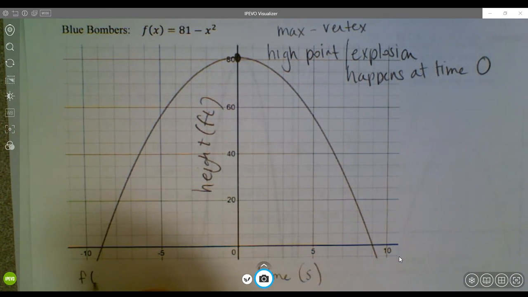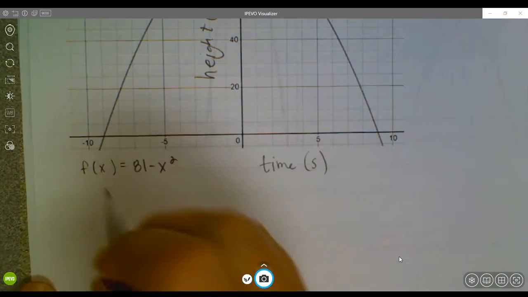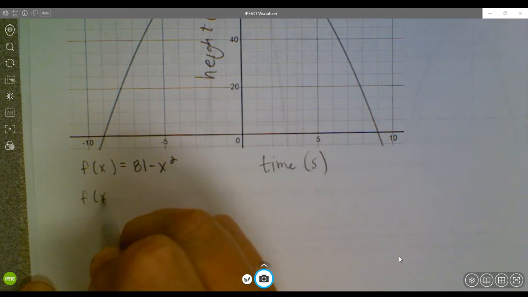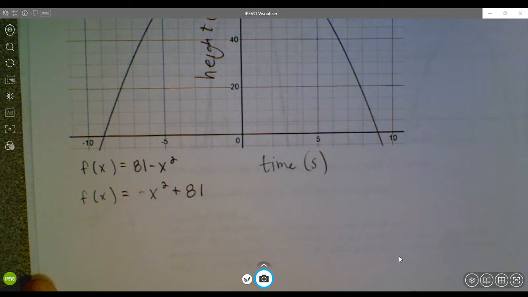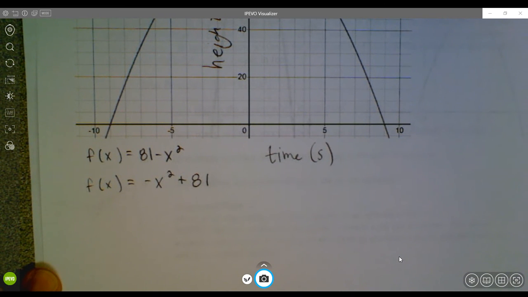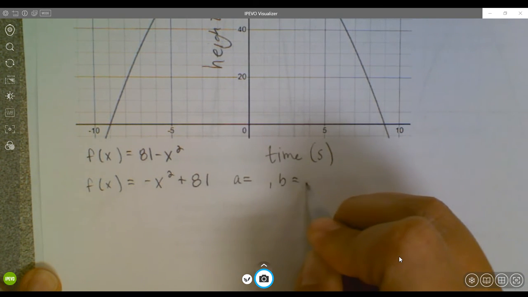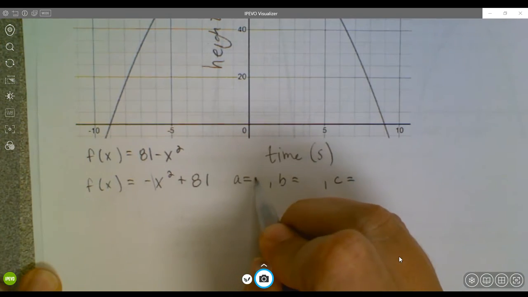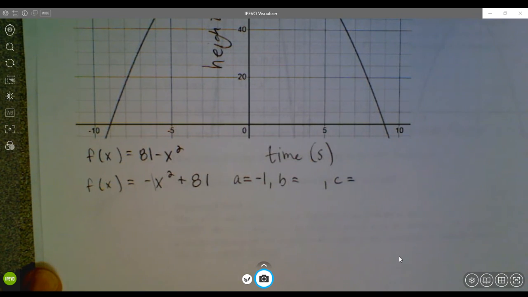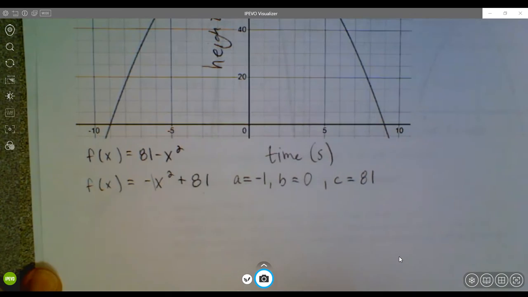So I've got the function f of x equals 81 minus x squared. I want to think of it and write it in descending order like this. Remember, finding a vertex is as easy as ABC. So I need to know what A is, I need to know what B is, and I need to know what C is. Well, I know that A is -1. I don't see a B, so it must be 0. And then I've got a C of 81.